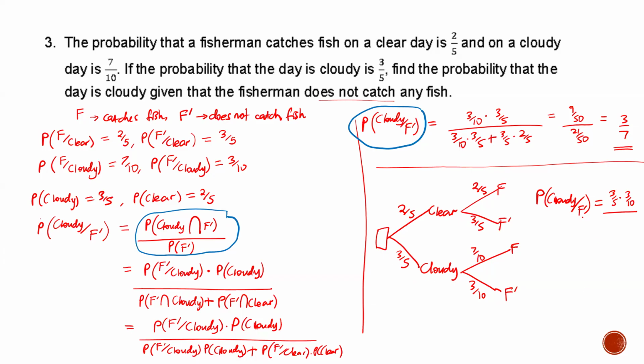And then the probability of him not catching fish would be the sum of all the paths that end in him not catching fish. So you can see we have the first one, which is 2 out of 5 times 3 out of 5. The second one, which is 3 out of 5 times 3 out of 10. You can see this gives us the same answer we got above. Are there any questions?